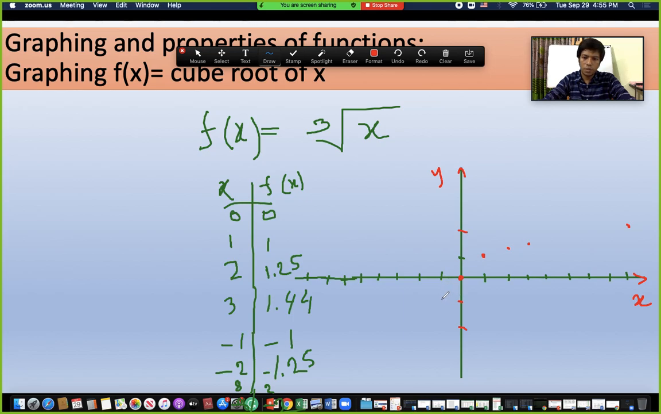And this is minus 1, minus 1 is here. Then for minus 2 it is a little bit higher, minus 1.25. Minus 3 it is a little bit higher, 1.44 and 1.25, that's the gap between them. Then for minus 8 it is minus 2, 2 is here, minus 8 is here, something like this. Just to get some sense of which direction the graph is going, maybe the graph goes up or goes down.